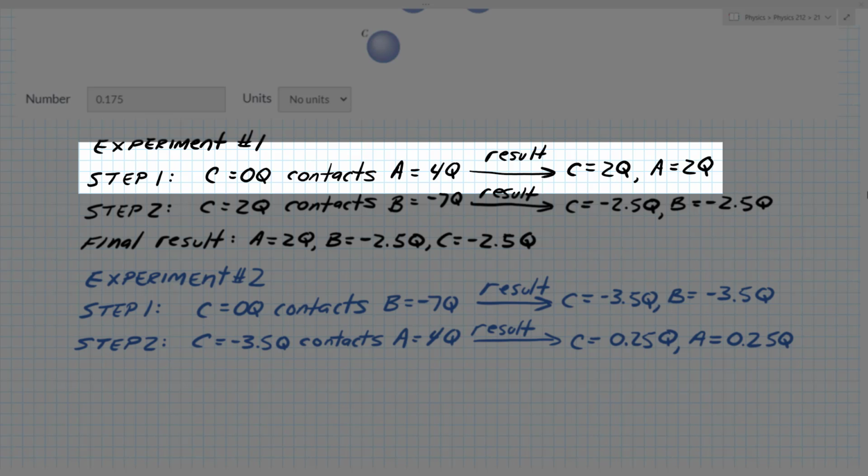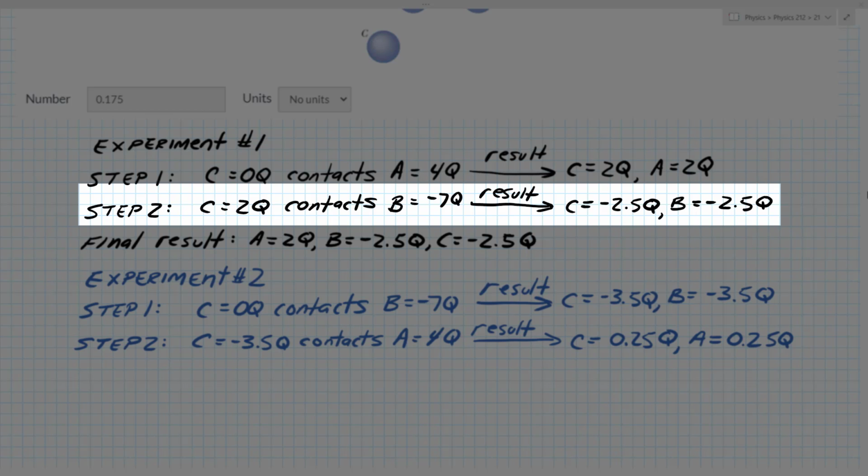Notice that charge is conserved. I end up with a grand total of positive 4Q worth of charge. 2 plus 2 equals 4. And I started off with a positive 4Q amount of charge. 0Q plus 4Q also equals 4Q. Let's continue with step 2.